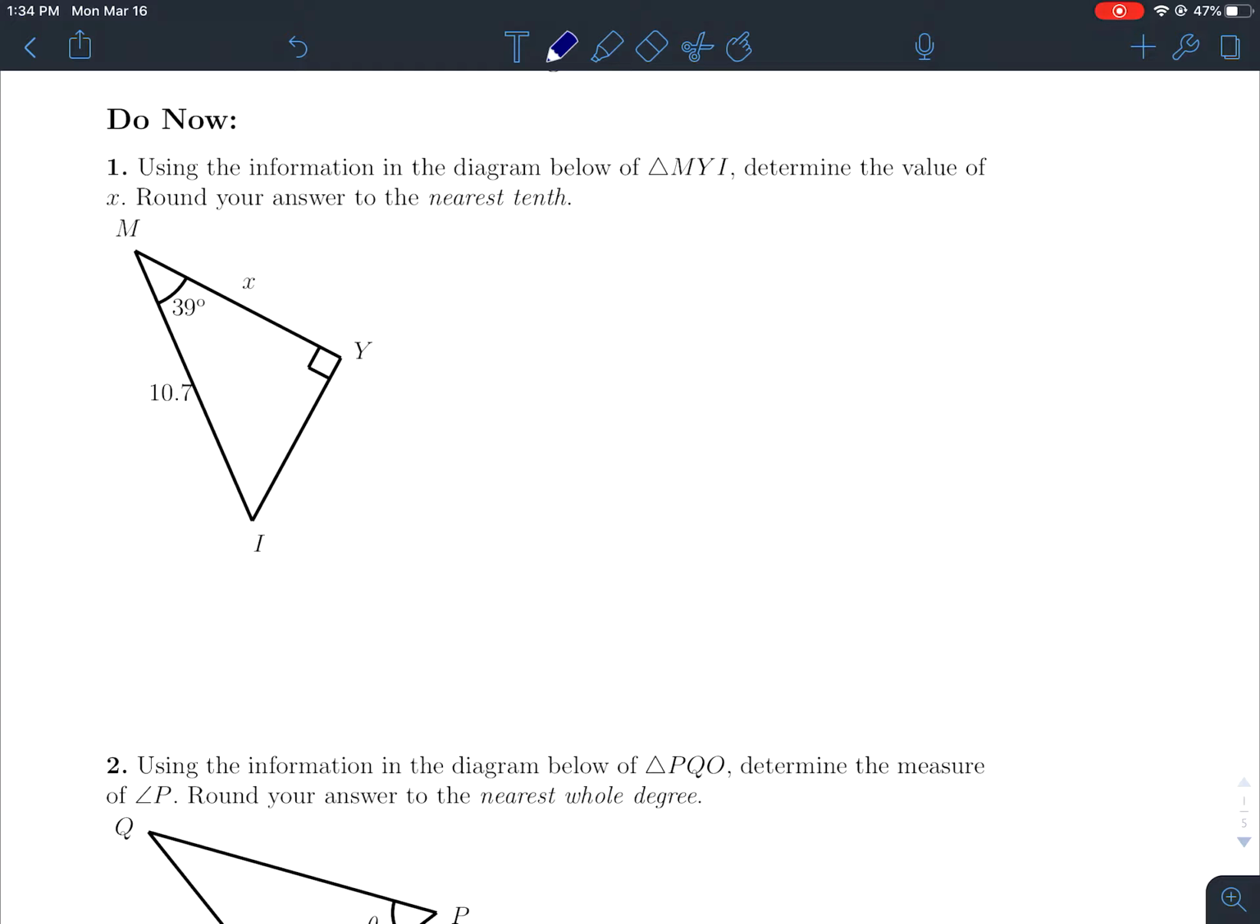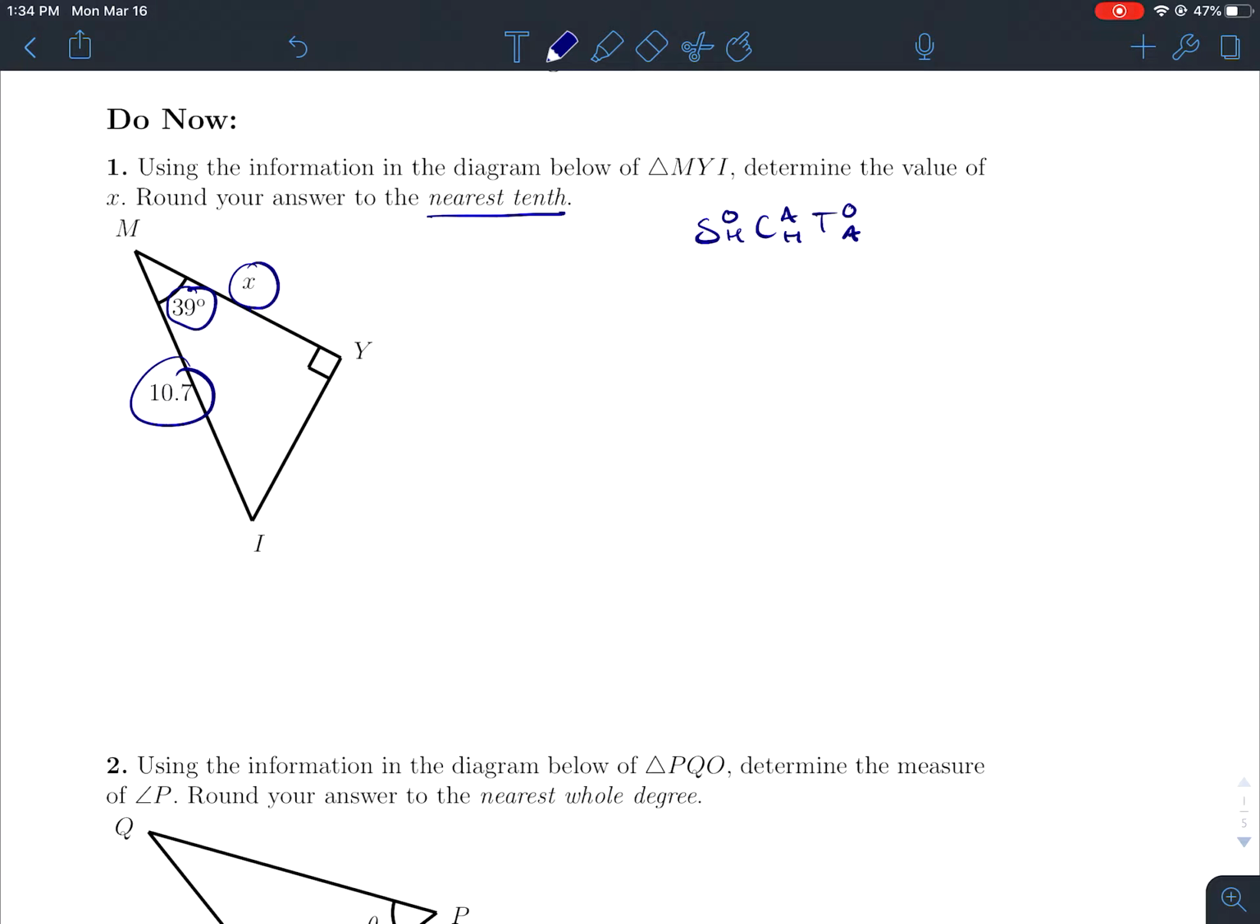Okay, so let's go over our do now problems. Using the information in the diagram below of triangle MYI, determine the value of x. Round your answer to the nearest tenth. Yesterday, we learned about three formulas that relate the angles and sides of a right triangle. Those formulas could be easily remembered using the mnemonic SOH CAH TOA.